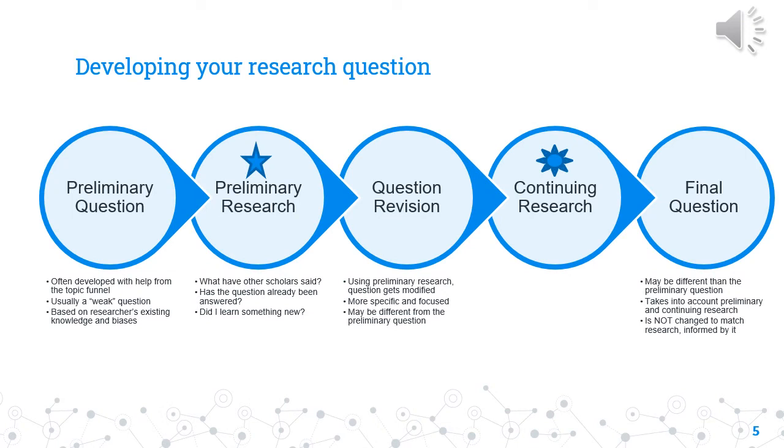Now that we've looked at characteristics of strong and weak research questions, let's talk about the appropriate ways to develop your research question. The process begins with a preliminary question. This is often developed from the topic funnel, and it's usually what we consider a weak question. It's often based on the researcher's existing knowledge and biases. The preliminary question helps to guide the preliminary research.